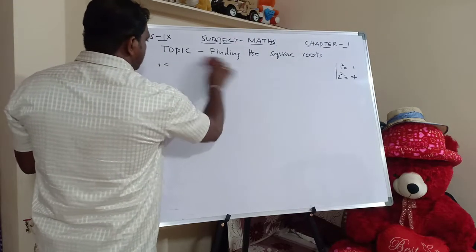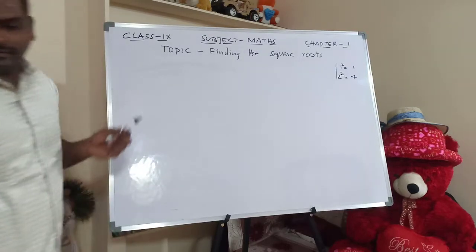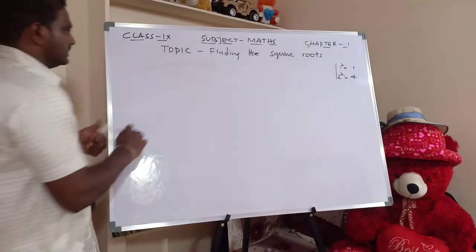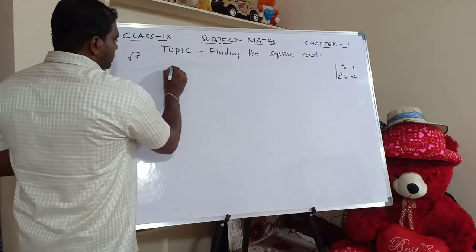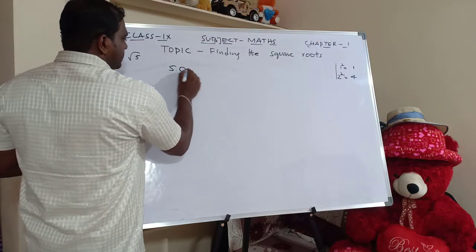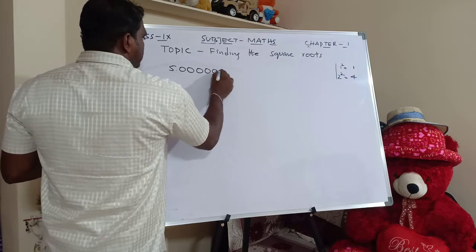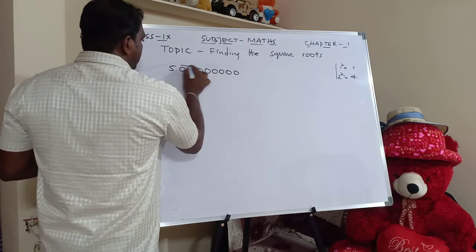Square root of 4 is 2 because it is a perfect square. Now I will go for square root of 5. Look at this. Find the value of square root of 5. And first I have to write the same. 5 is only one number. I am writing some zeros and I am pairing them.